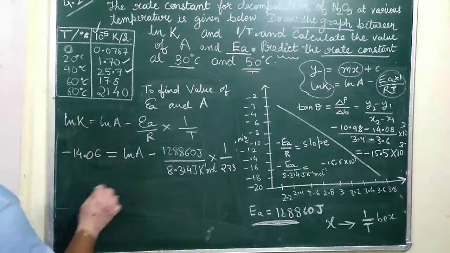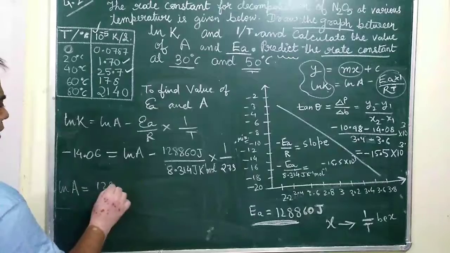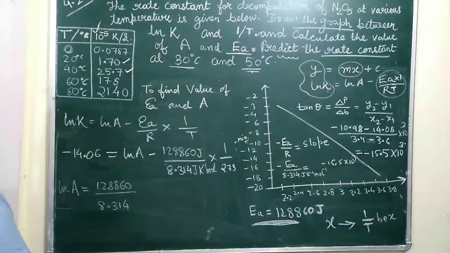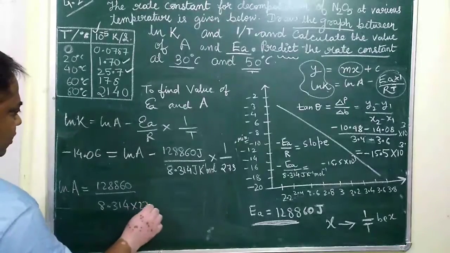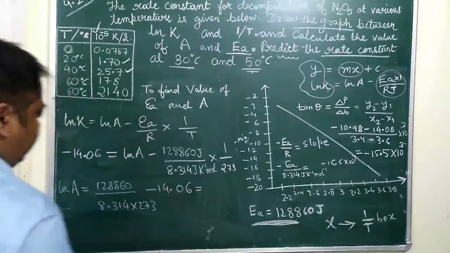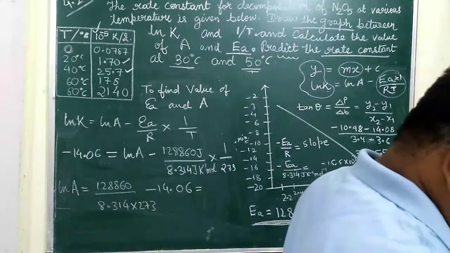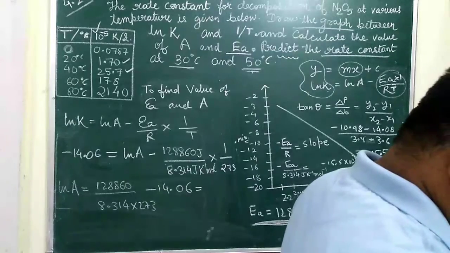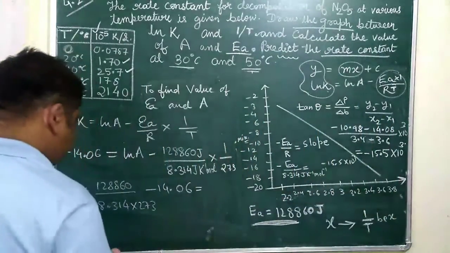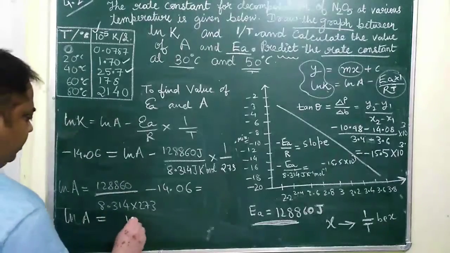In this way, if you calculate this value, ln A will be coming out to be 128,860 by 8.314 into 273 minus 14.06. This value is 18.53.